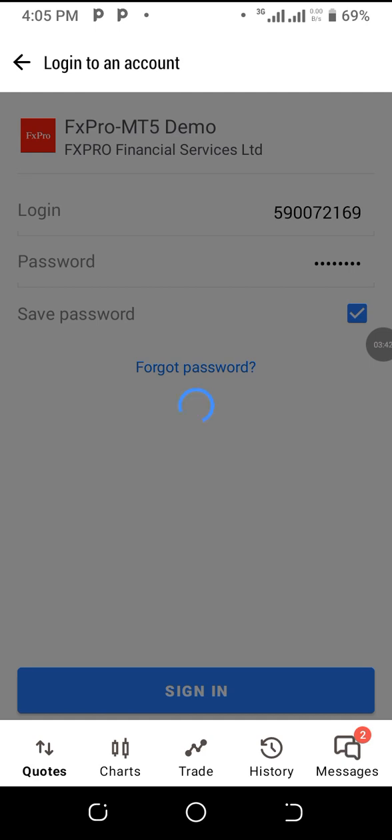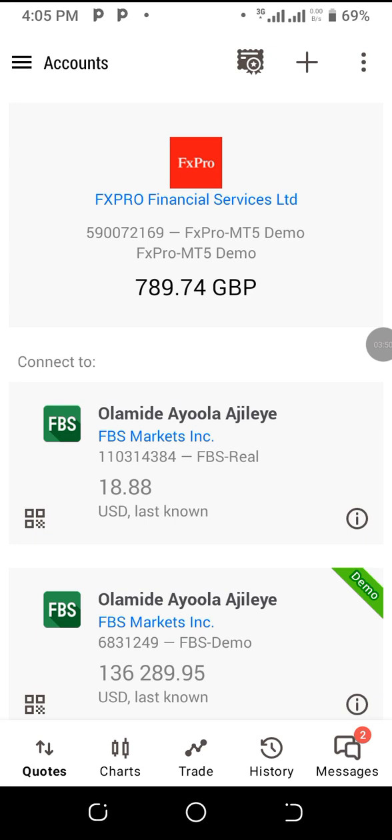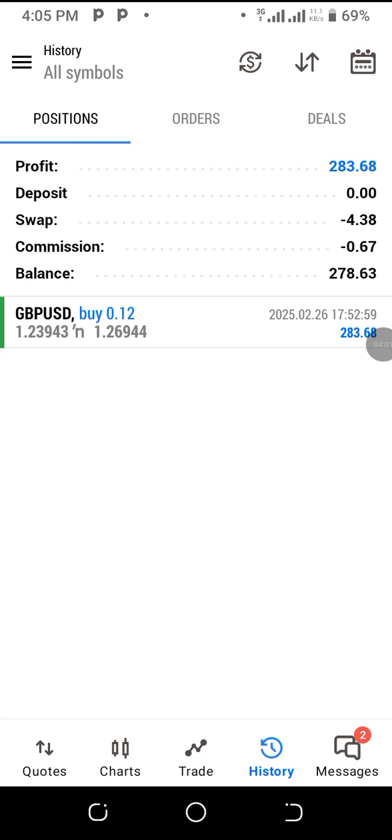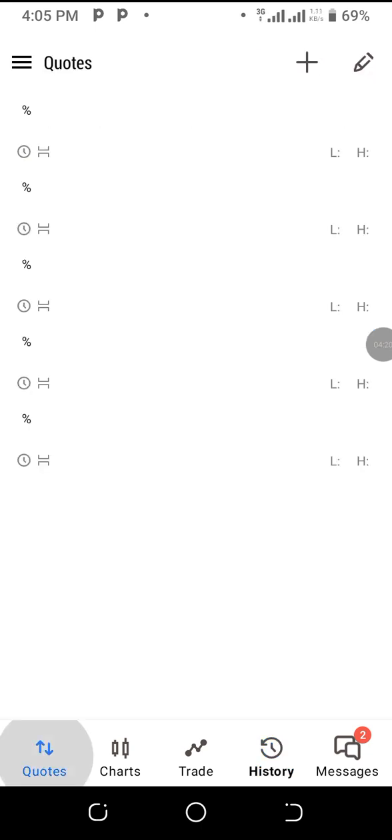My goal is to be able to achieve a certain percentage per year. So I built the account from 500 GBP to what it is now, 789, at a constant lot size. This was the last trade. If you look at it, 12394 to 12694, at 0.12. This was the trade I took. So this account has been running 2 years, since 2024.